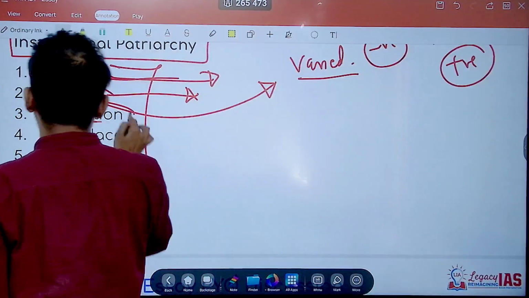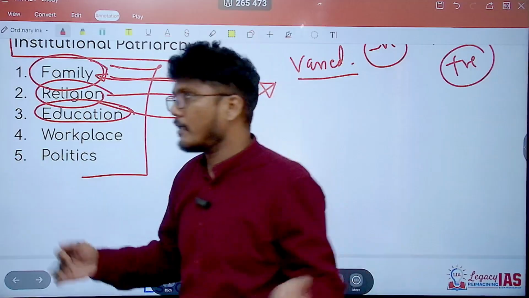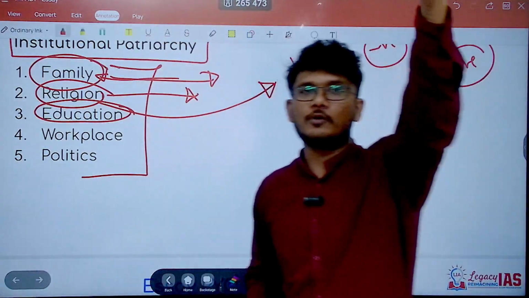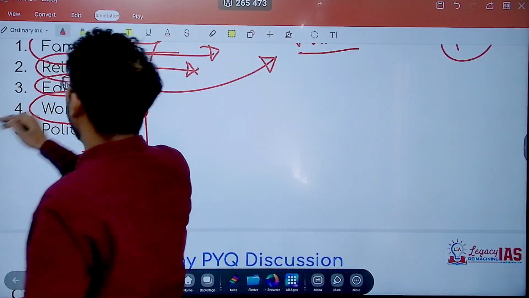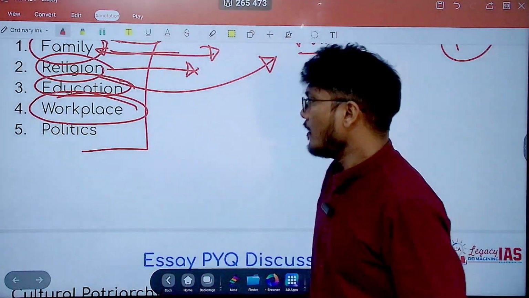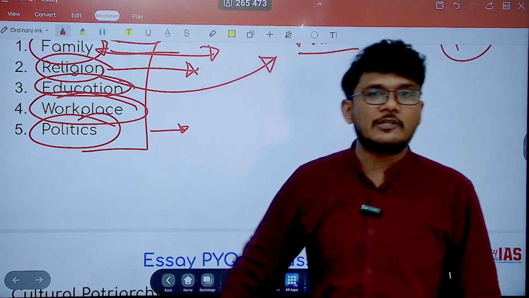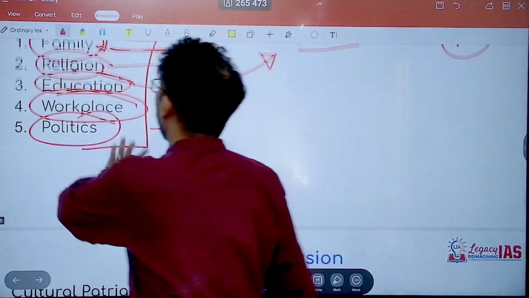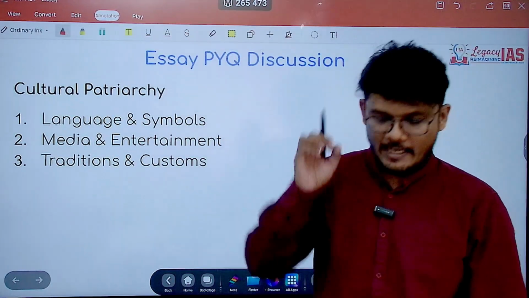Then with respect to education, again you can talk about the disparity in education which is there, right? The higher you go up in education, the gender inequality will exist. Same is at the workplace. You can talk about the gender pay gap. You can talk about politics. In politics, you can give the example that less than 15% of parliamentary seats are being held by females. All these examples you have to give at every step.